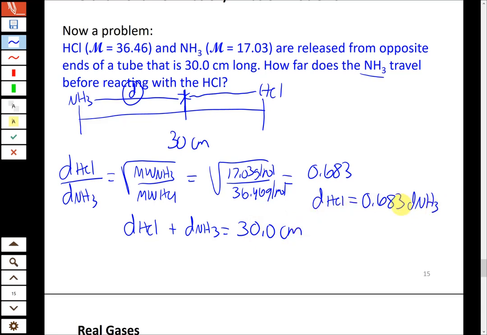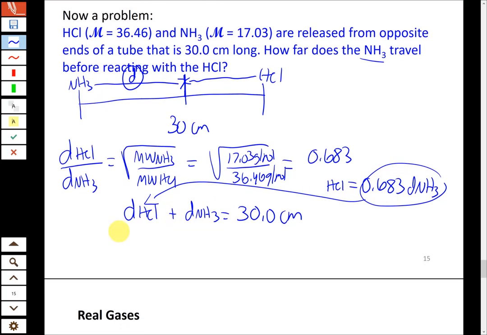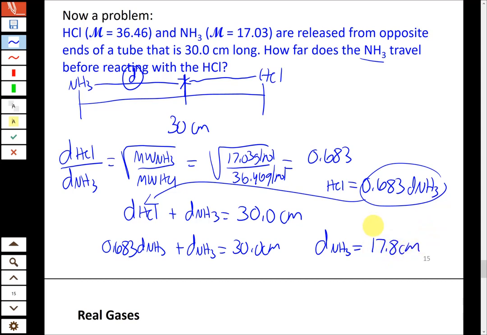So then we can plug this in. We're solving for the distance that NH3 travels. So we're going to use this relationship here and replace the HCl distance with that. All right, so we're going to substitute that into this other equation here. So we get 0.683 times the distance that NH3 travels plus the distance that NH3 travels is equal to 30. And so when we solve for that, the distance that NH3 travels is equal to 17.8 centimeters. So a little bit more than half.